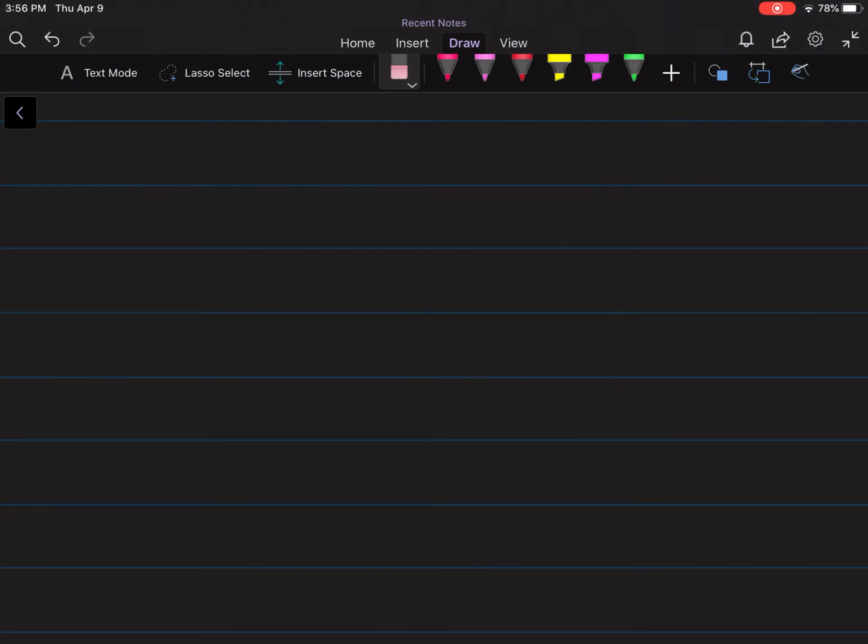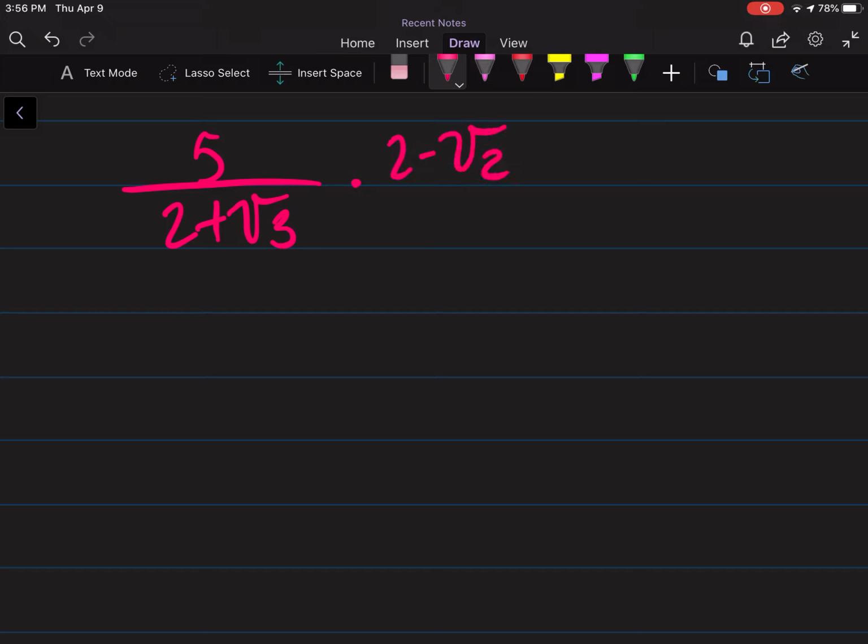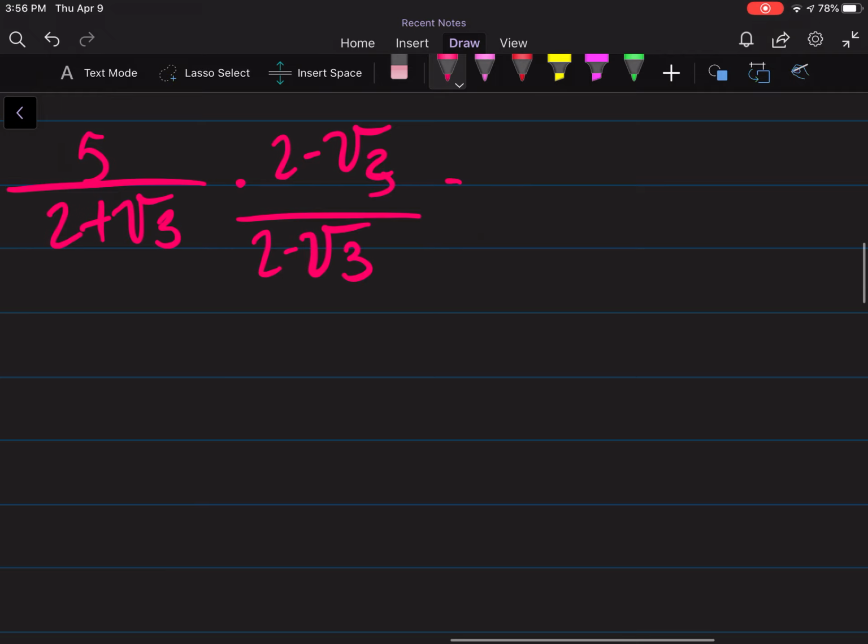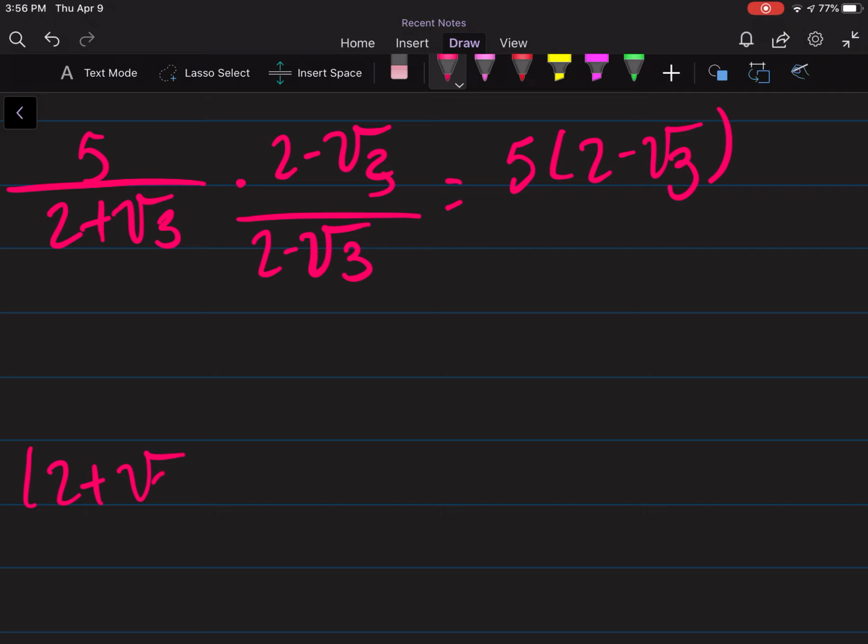The problem we were working on was 5 over 2 plus the square root of 3. So we're going to go ahead and multiply the top and the bottom by 2 minus square root of 3. At the top we're going to get 5 parentheses 2 minus root 3. The bottom, 2 plus root 3 times 2 minus root 3. And to save us time, we're going to distribute.